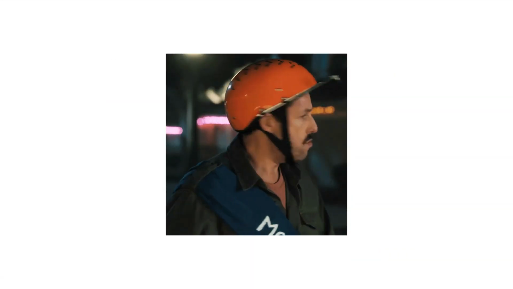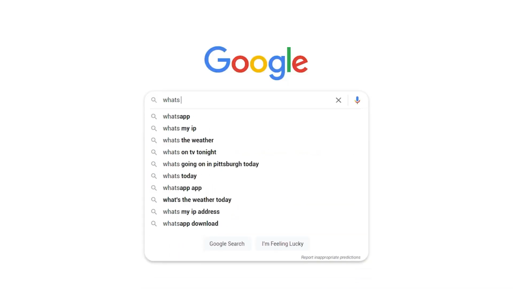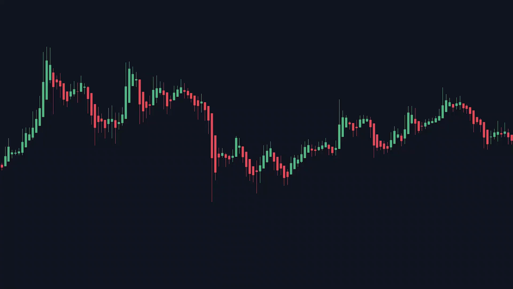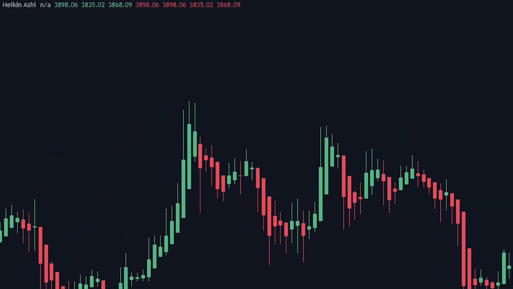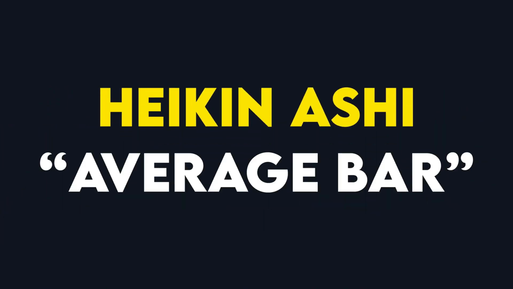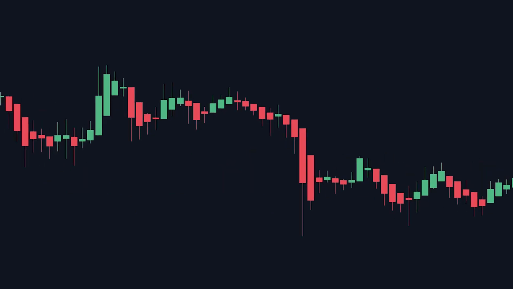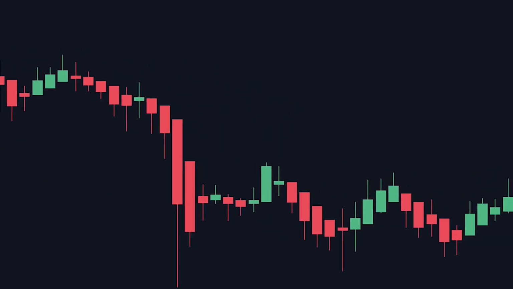For all the beginners out there, or for the people who don't know what the Heikin Ashi indicator is, let me give you a quick overview. So what we're looking at now looks as if it's just a normal chart, right? Well, actually, we're looking at the Heikin Ashi indicator at work. Heikin Ashi actually means average bar in Japanese. So that's exactly what it's doing, finding the average in the candlesticks.